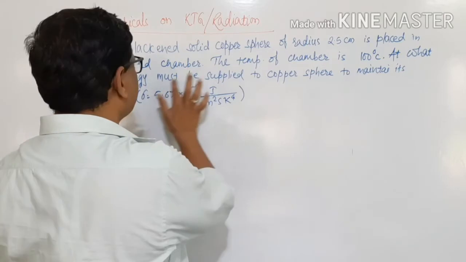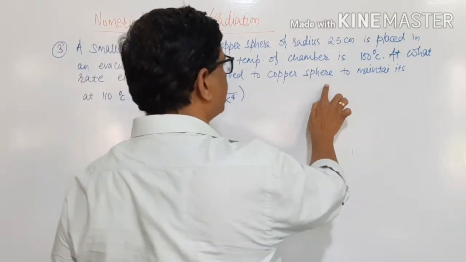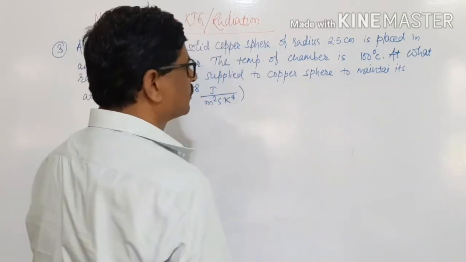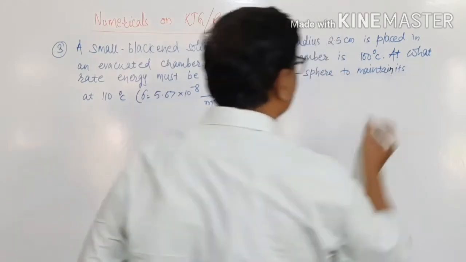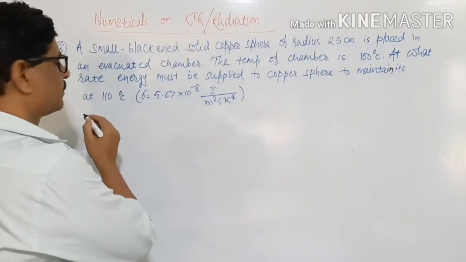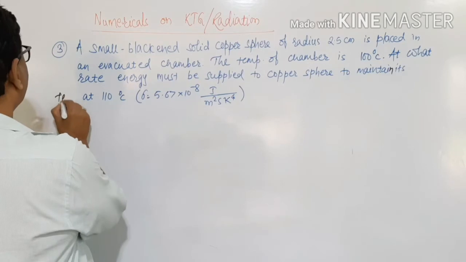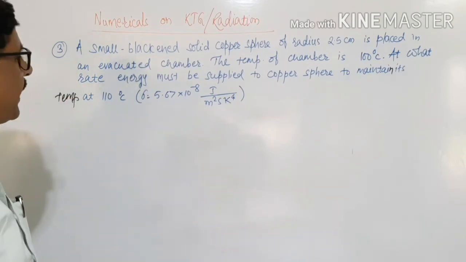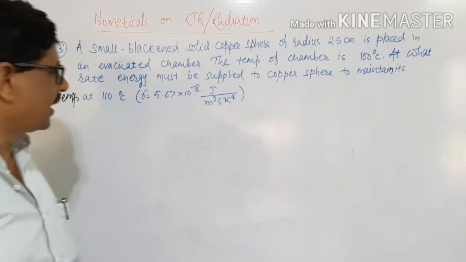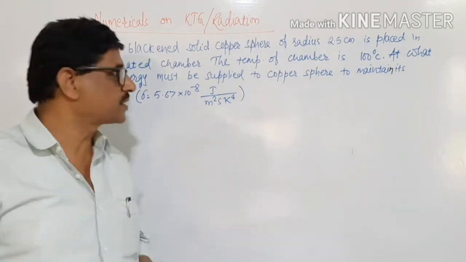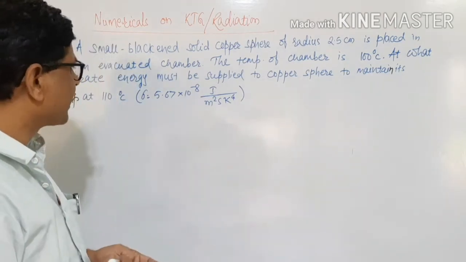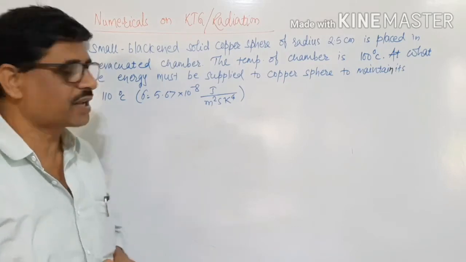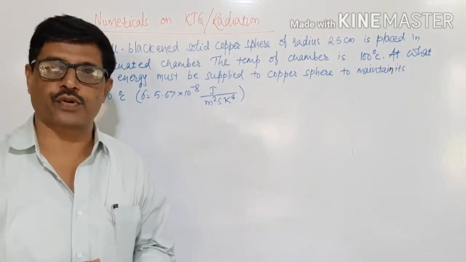At what rate the energy must be supplied to copper sphere to maintain its temperature at 110 degrees centigrade? Given that Stefan's constant is 5.67 into 10 to the power of minus 8 joule per meter square per second per Kelvin to the power of 4.